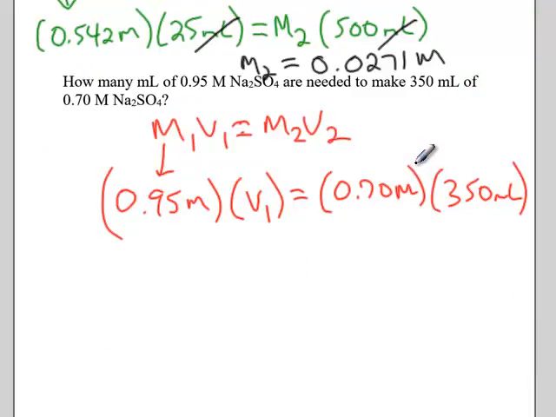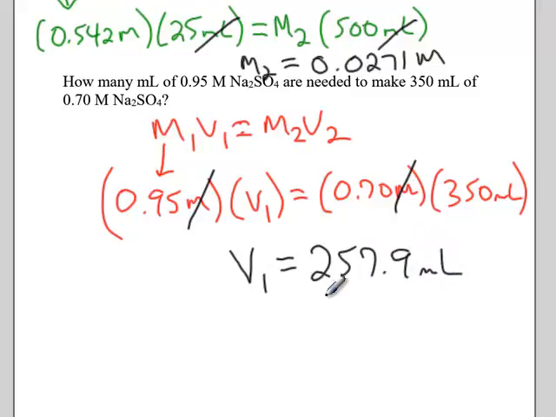So double check the units. Notice capital M on the right and capital M on the left cancel each other out. Divide the 0.95 over to the right and get V1 by itself, and V1 will be just under 258 milliliters.